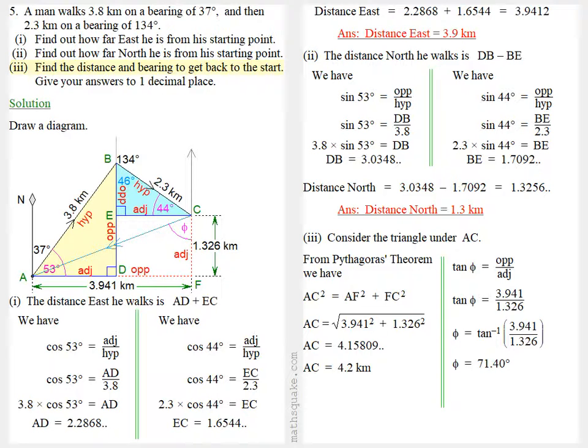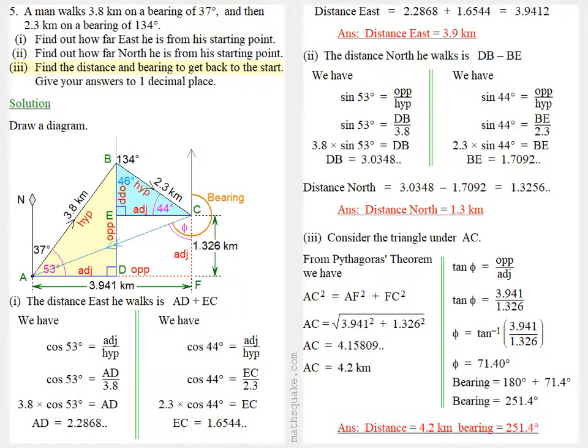The bearing is the angle measured from the north clockwise round to the angle. So the bearing is 180 degrees plus 71.4 degrees, which means the bearing is 251.4 degrees. And that means to get back, he has to walk a distance of 4.2 kilometres on a bearing of 251.4 degrees.